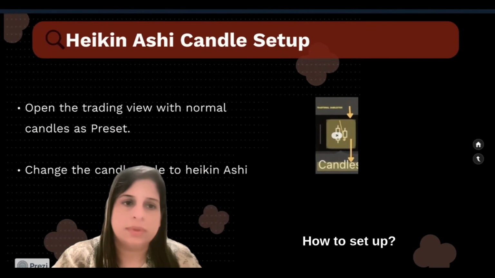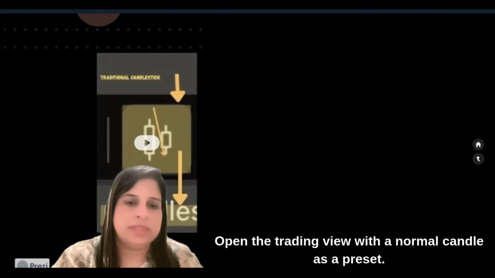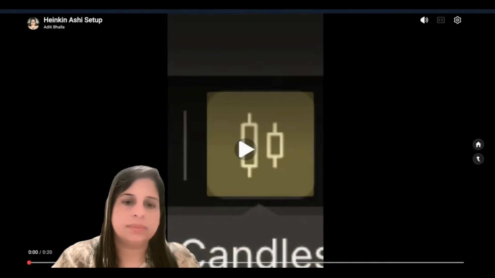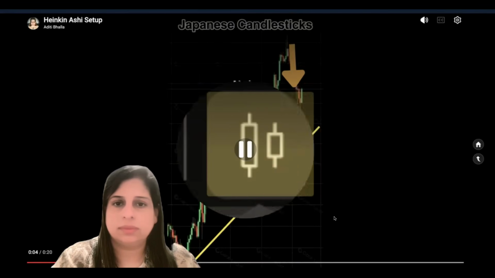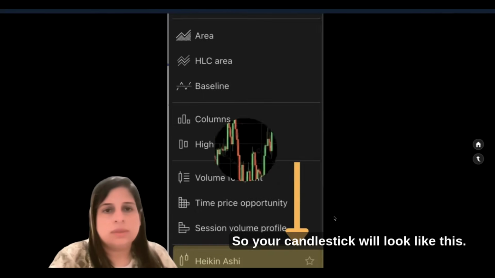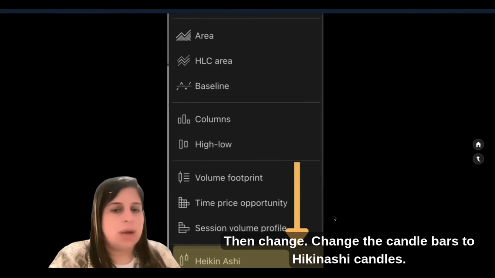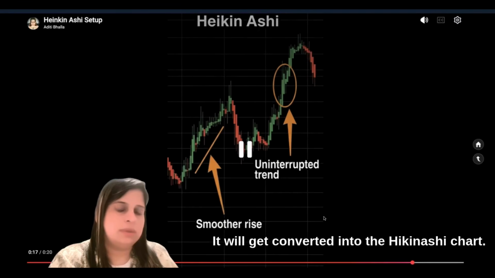How to set up? Open TradingView with a normal candle as a preset. So your candlestick will look like this. Then change the candle bars to Heikin Ashi candles. It will get converted into the Heikin Ashi chart.